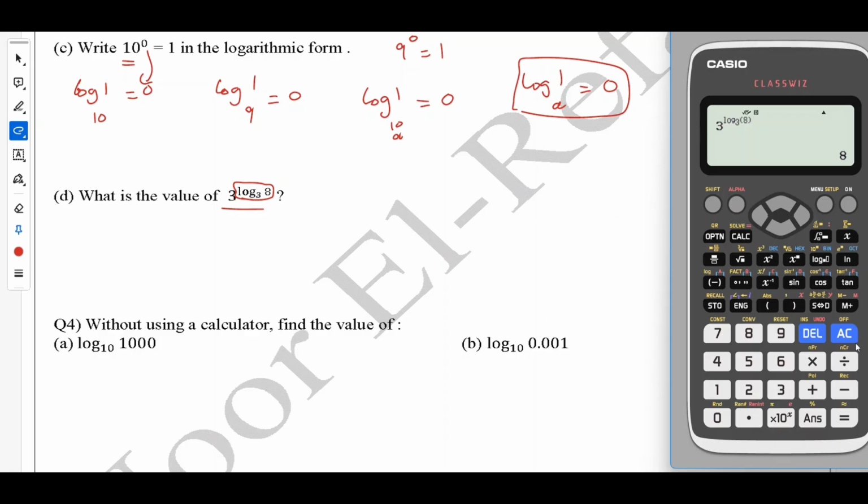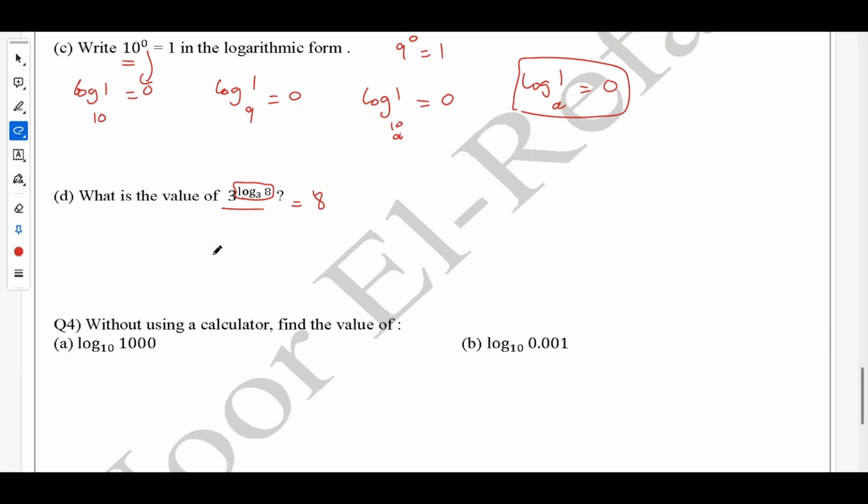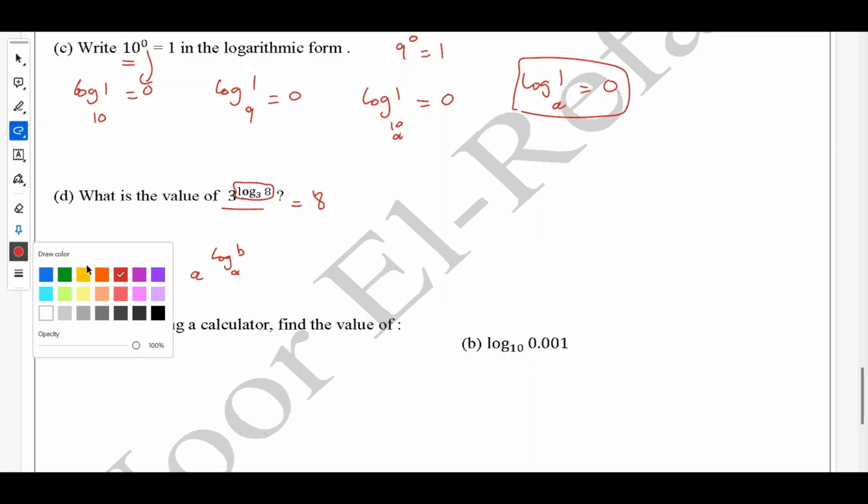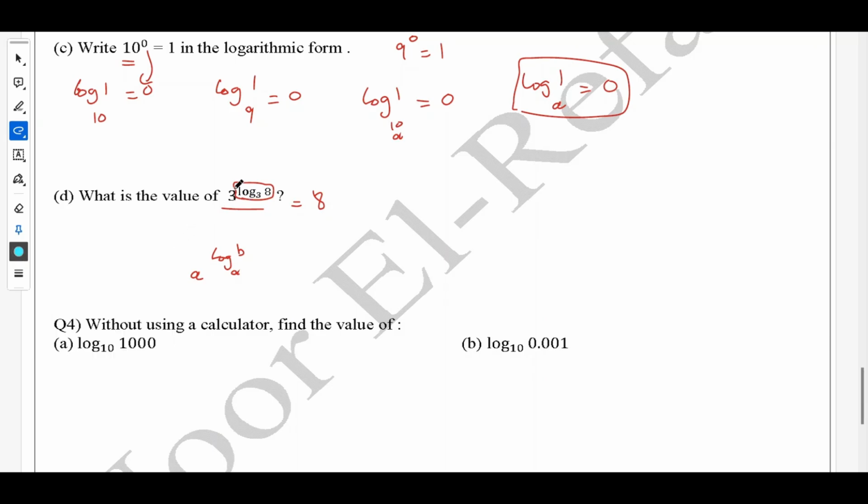Another example, 5 to the power log 19 to the base 5 equals 19. So my answer will be 8 for the previous one. So a to the power log b to the base a equals b. Look carefully here. This and this are the same. They are the same. The answer will be b.